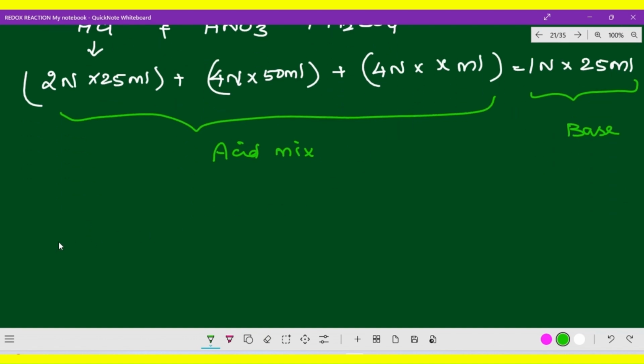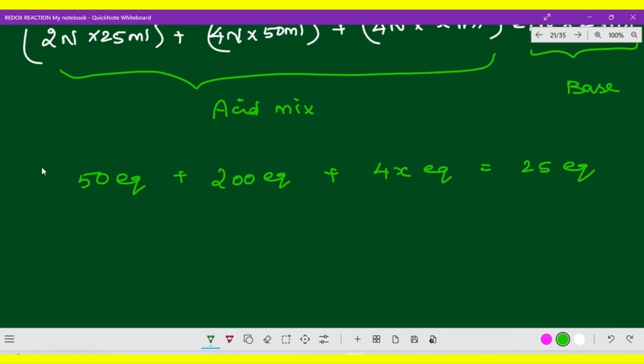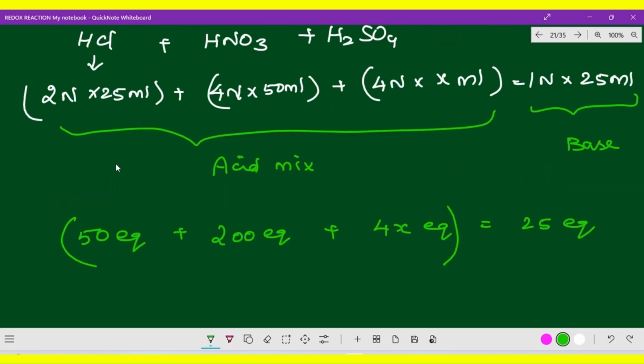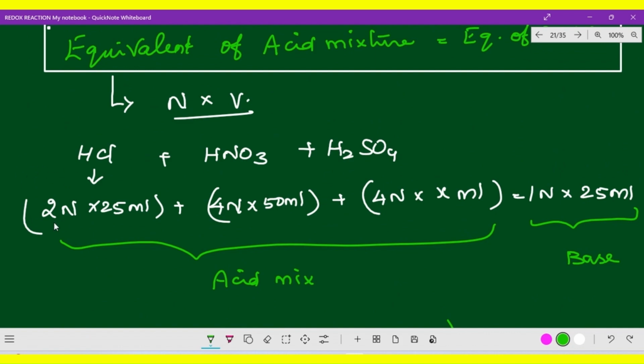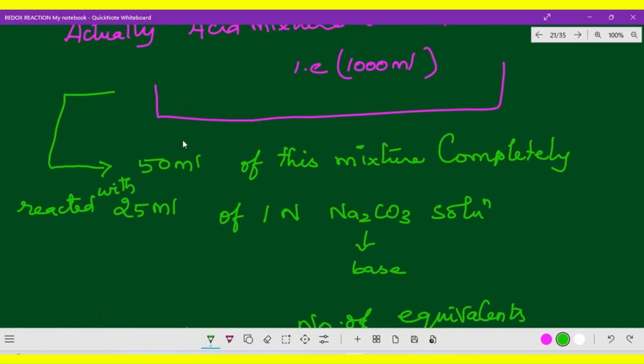Let us check with that. Here 50 equivalents, plus 200 equivalents, plus 4x equivalents, equal to 25 equivalents because of the base. Now this is completely based on 1000 ml, and in that 50 ml is reacting. I wanted to mention that point.